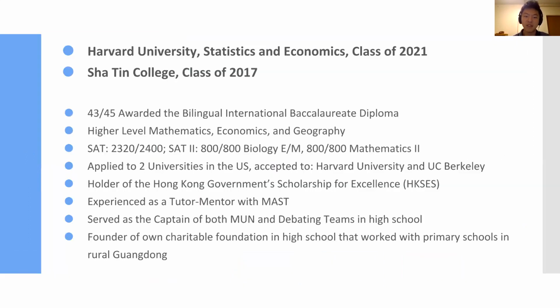So a little about me first. I'm currently studying at Harvard, concentrating in statistics and studying a secondary in economics. I graduated in Shelton College in 2017, and I did the IB diploma there. On the screen, you'll see some of my scores. I won't go through them very specifically, but my main subjects in high school were mathematics, economics, and geography. I also took the bilingual diploma for those of you who are familiar with the IB. So I studied first language Chinese and English.